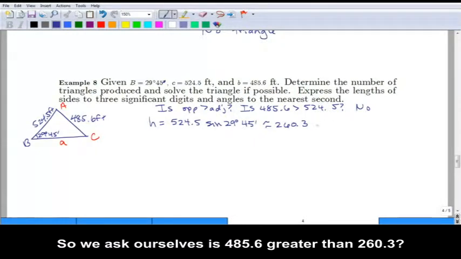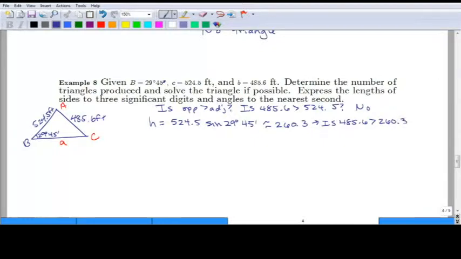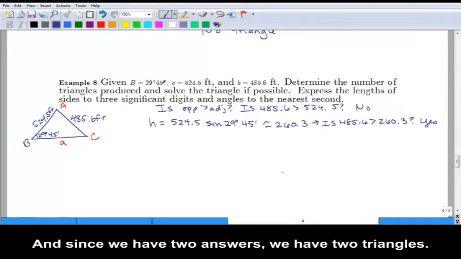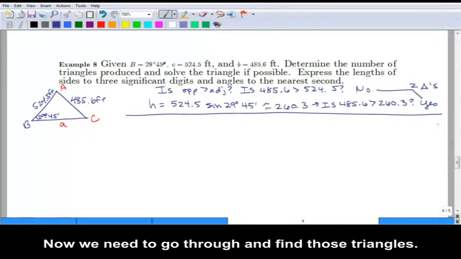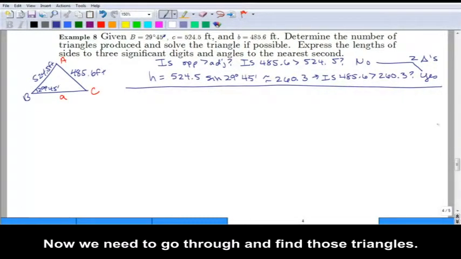So we ask ourselves, is 485.6 greater than 260.3? Well, yes it is, and since we have two answers, we have two triangles. So that's just the first part. Now we need to go through and find those triangles.